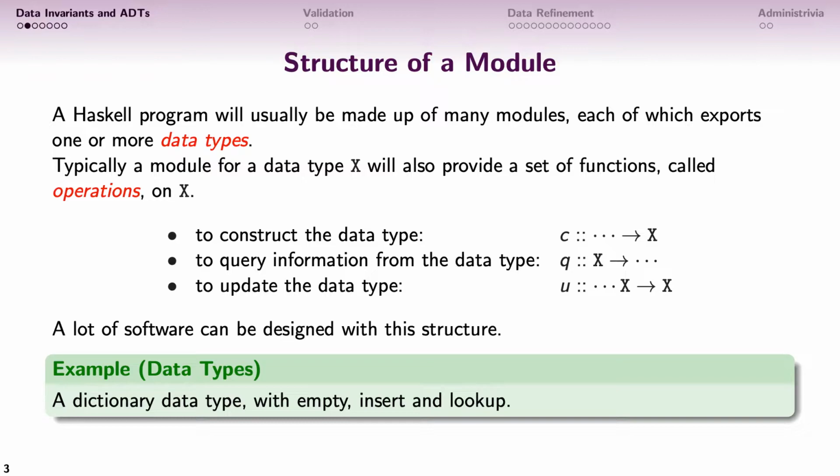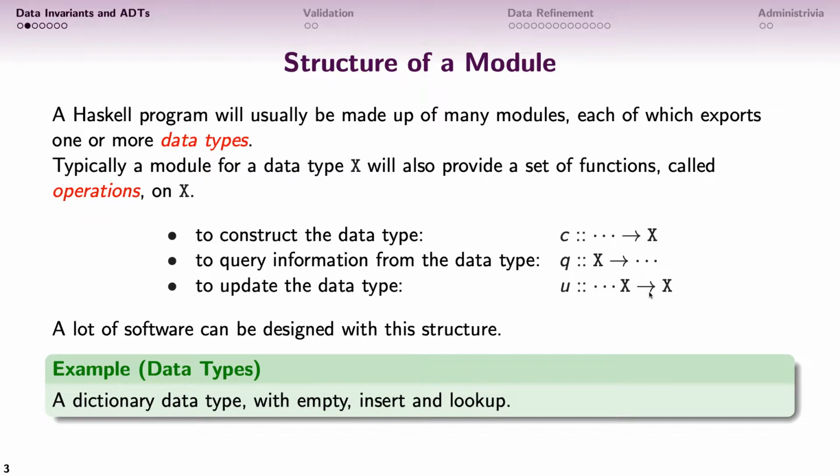And we'll also have functions that query information from the data type, so they will take in as an argument some type X, which is our data type, and produce some results, right? They'll give us some information. And then also we'll have functions that update the data type. It depends on your language as to how these look, but in Haskell, these will typically both take in and produce a value of type X, because we don't have destructive updates in Haskell. Instead, we just create a new data structure with some changes made.